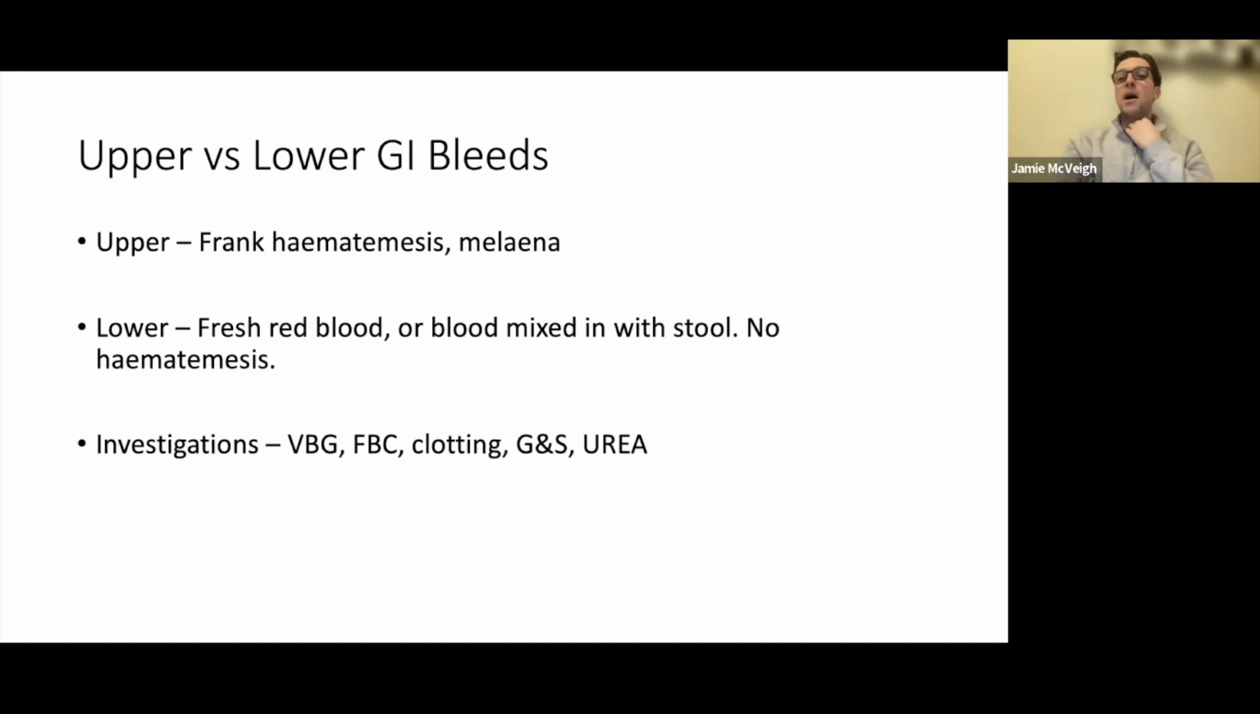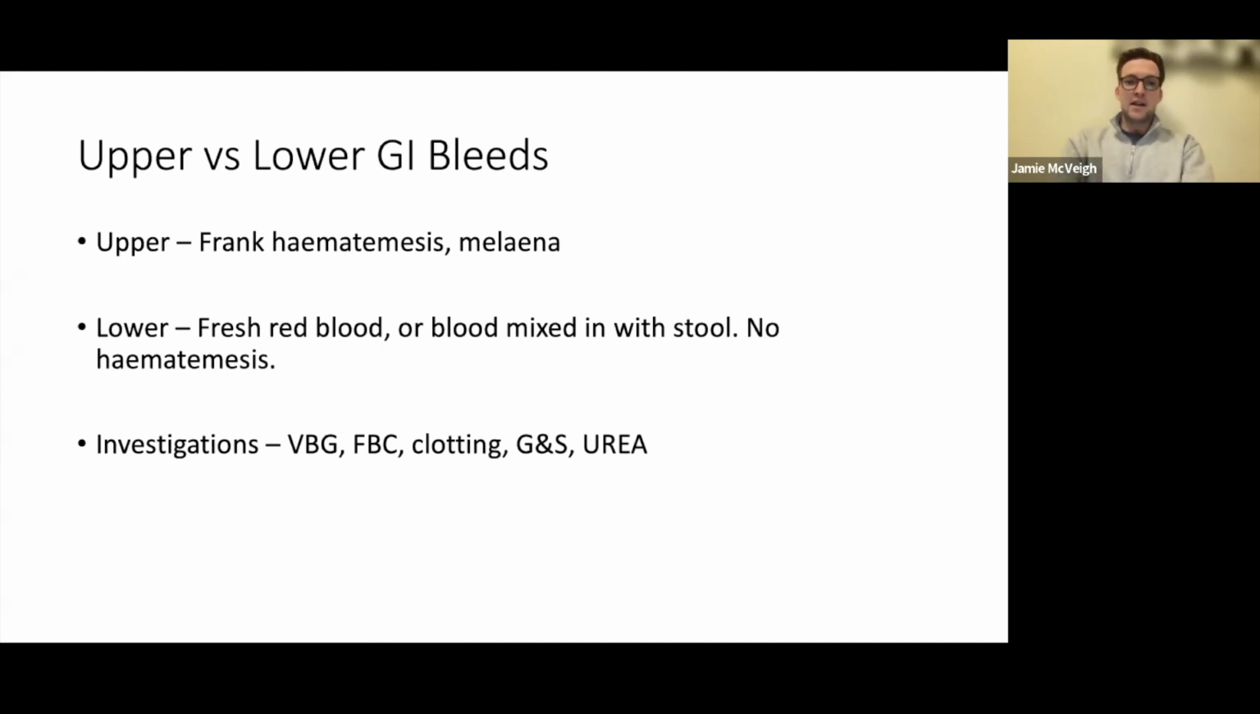So upper GI bleeds, that tends to be your haematemesis, so blood in your vomit, and quite often it's frank. But also don't forget that upper GI bleeds will have blood in the feces as well, in the stool, and this is typically melena, okay? So it tends to be sort of digested blood products, and if you haven't seen or smelt melena before, you'll know it straight away. It is pretty foul.